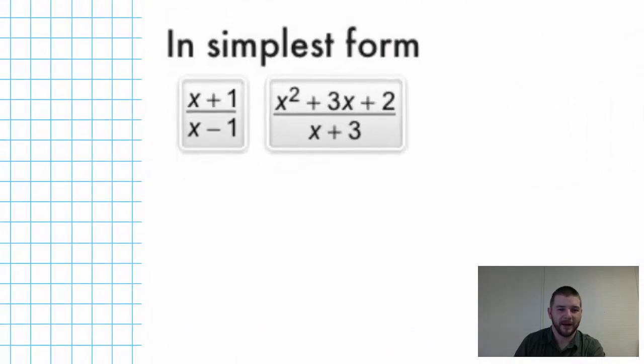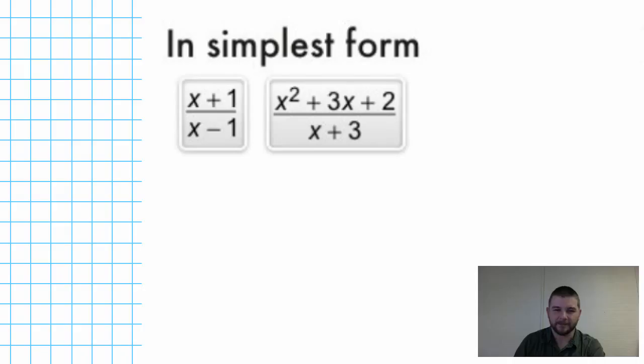Below are some examples of rational expressions that are in simplest form. Notice x plus 1 over x minus 1. We don't have any common factors in the numerator and denominator that can be reduced. For a moment, if you pretend that the x minus 1 denominator were an x plus 1, now we have matching binomials in the numerator and denominator that can be reduced.